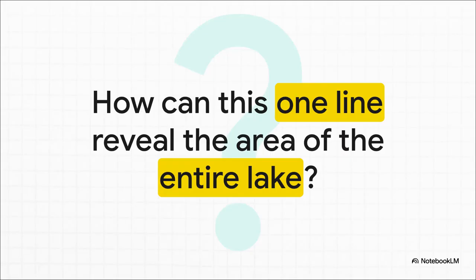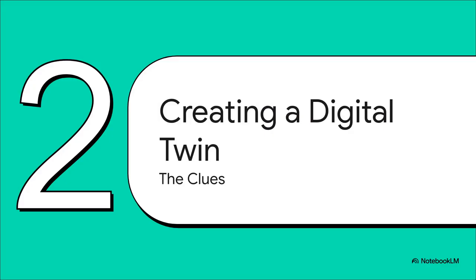And that's the big question, isn't it? How can one single straight line possibly tell us the area of this entire complex shape? I mean, it seems like there's no way. But this is where things get really, really cool. So, to crack this case, we obviously need more clues. And to get them, we're going to have to leave the physical world behind and jump into the digital realm.